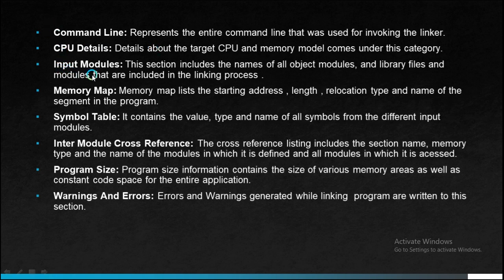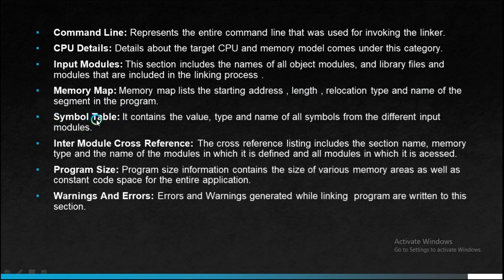Next section is input modules. Input modules means details of the input, that is the name of all object modules. Here the object file will obviously be the input, so the name of all object modules in the object file, library files and modules that are included in the linking process. Next is the memory map. In this we will include the starting address, length, relocation type and name of the segment in the program, which segment of the program is to be mapped. That name also will be included.